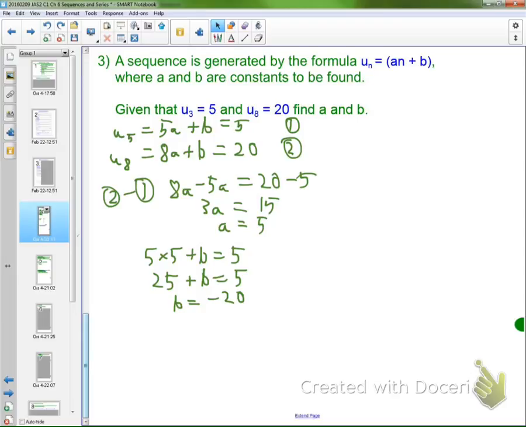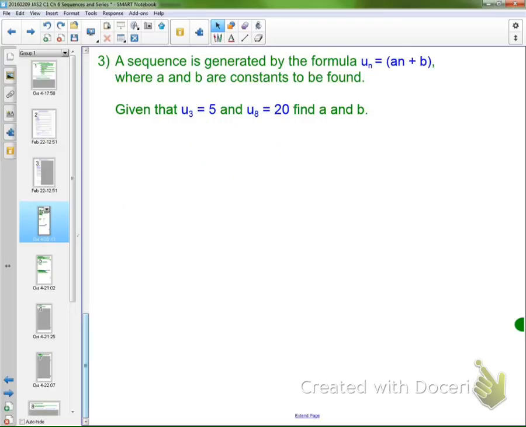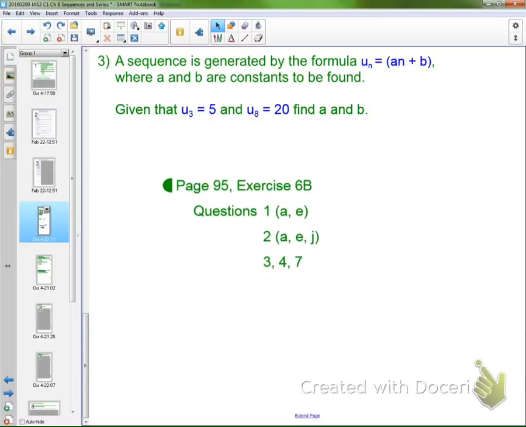This sort of question is quite common in exam settings. They like to set up different bits of information so that they can set up two simultaneous equations for you to solve. Now, if you're happy with using the nth term, feel free to have a go at exercise 6b.